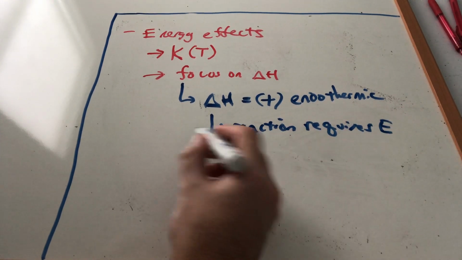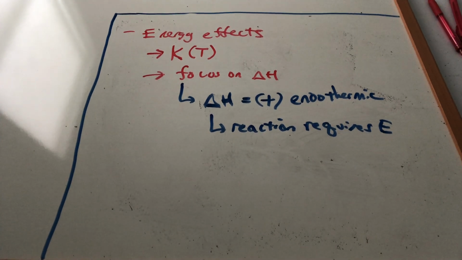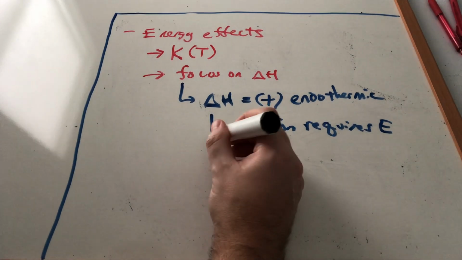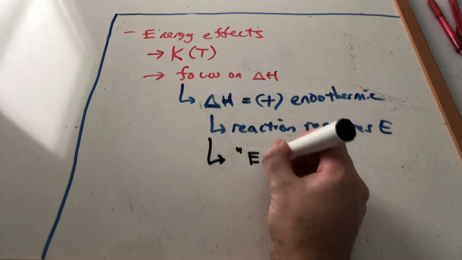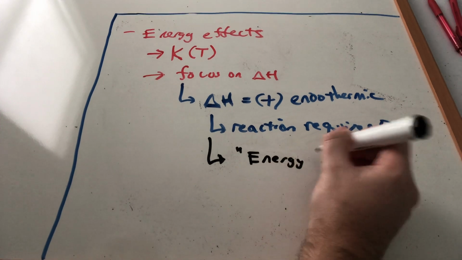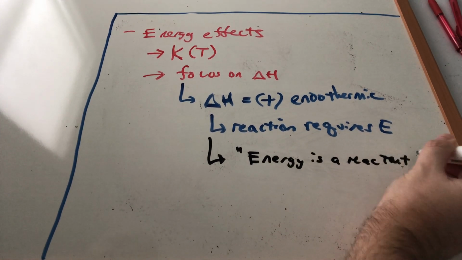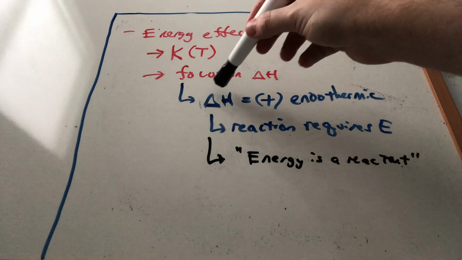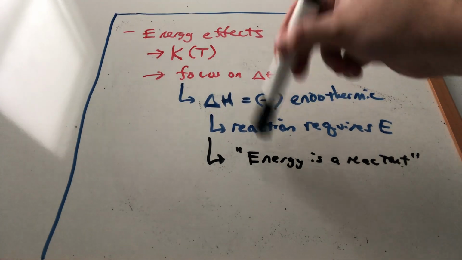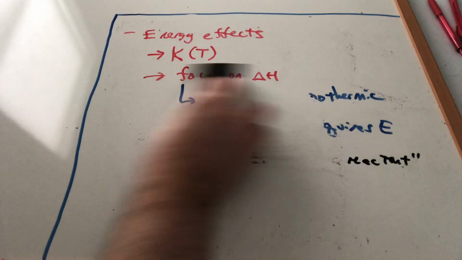All right. The reaction requires energy. From the standpoint of Le Chatelier's principle, the way that we can view this is it's almost as if energy is a reactant. So for delta H that's positive, it's endothermic. Energy is a reactant. That's what we'll remember in the context of Le Chatelier's principle.